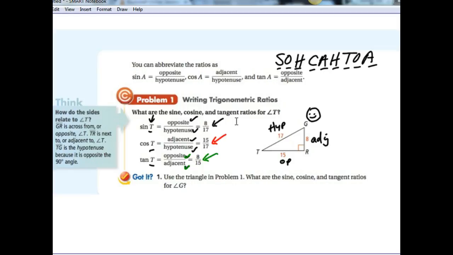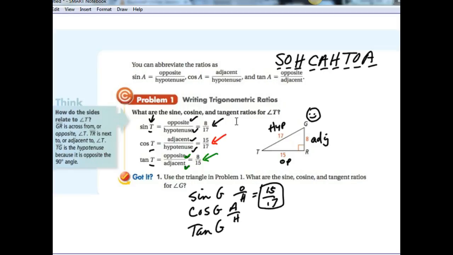So again, if I said sine of G, cosine of G, tangent of G, just like they did before, remember sine is opposite over hypotenuse. So that's going to be 15 over 17. Cosine is adjacent over hypotenuse. And again, once we've labeled that, that becomes 8 over 17.